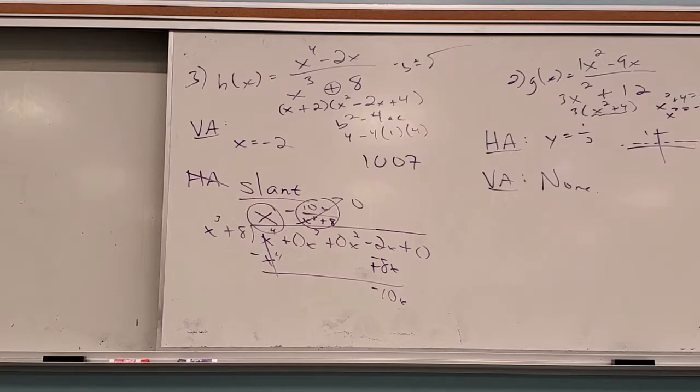If I zoom way out, doesn't it look like a straight line? You guys see that? Looks like a straight line. When x gets really big, it looks like a straight line. In the middle, it does weird stuff, right? Because what's happening right here? What did we say our vertical asymptote was?